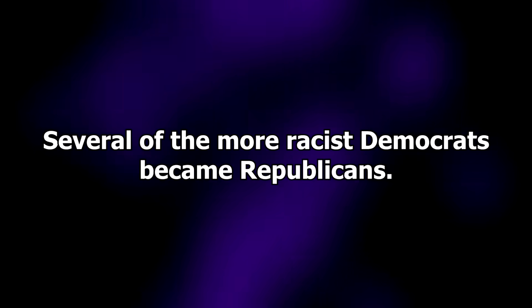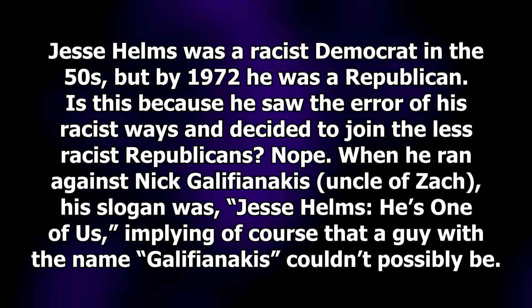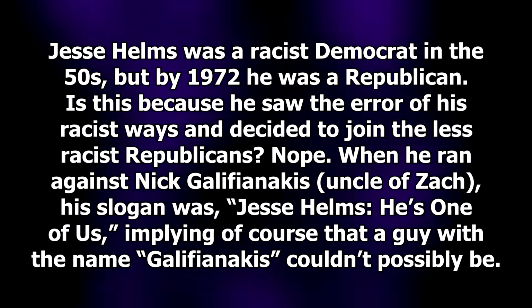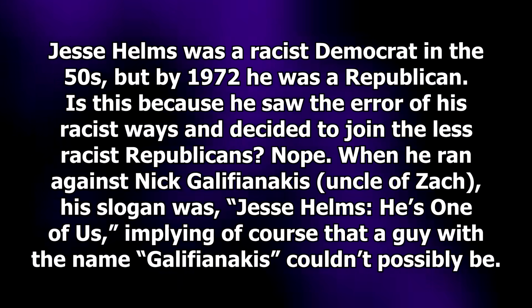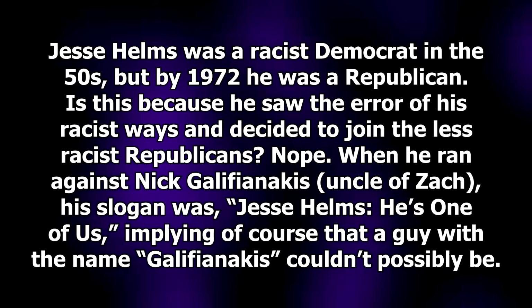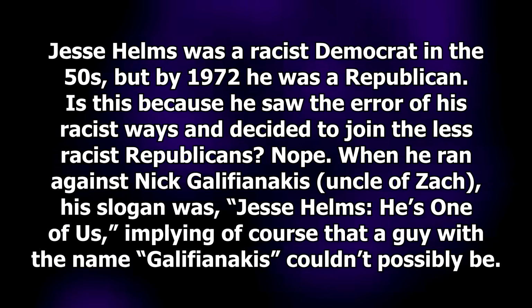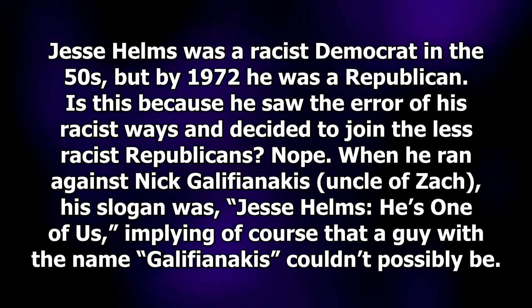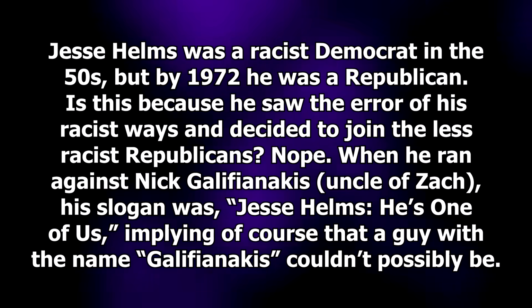Several of the more racist Democrats became Republicans. Jesse Helms was a racist Democrat in the 50s, but by 1972 he was a Republican. Is this because he saw the error of his racist ways and decided to join the less racist Republicans? Nope. When he ran against Nick Galifianakis, uncle of Zach, his slogan was, "Jesse Helms, he's one of us," implying, of course, that a guy with the name Galifianakis couldn't possibly be.